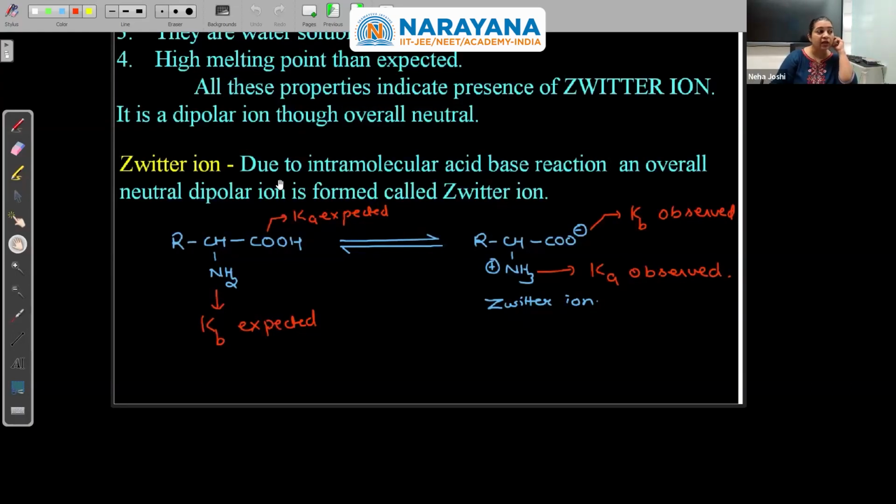So what is a zwitter ion? So due to intramolecular acid base, see this is the alpha amino acid now.